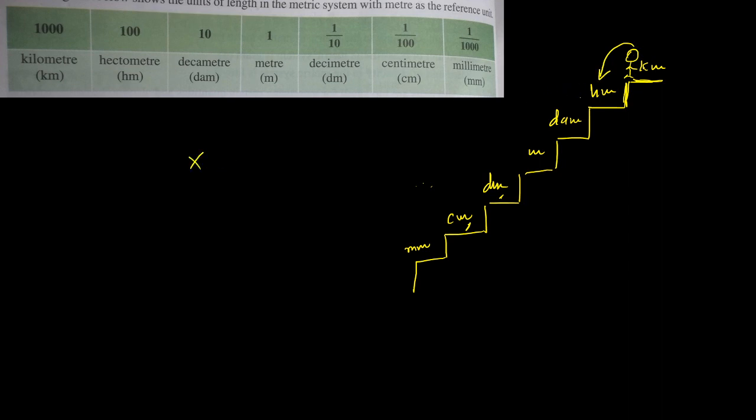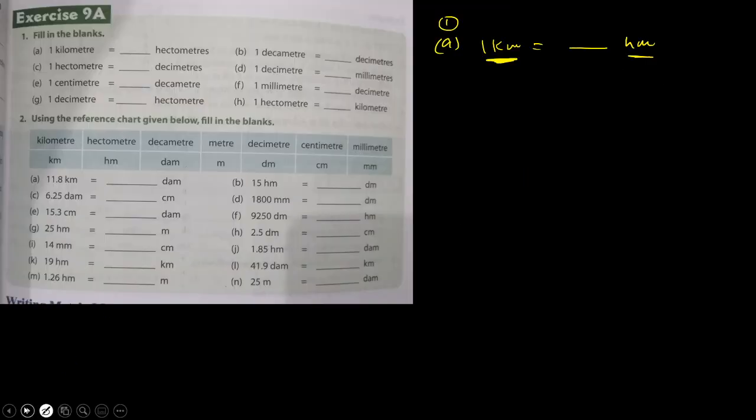So you have to multiply, and one stair coming down means you have to multiply by 10. So when you will multiply this 1 by 10, you will get 10. So the answer will be 10 hectometer. This is so simple. Once you understand the basic fundamental concept, then you will be able to do all the questions.